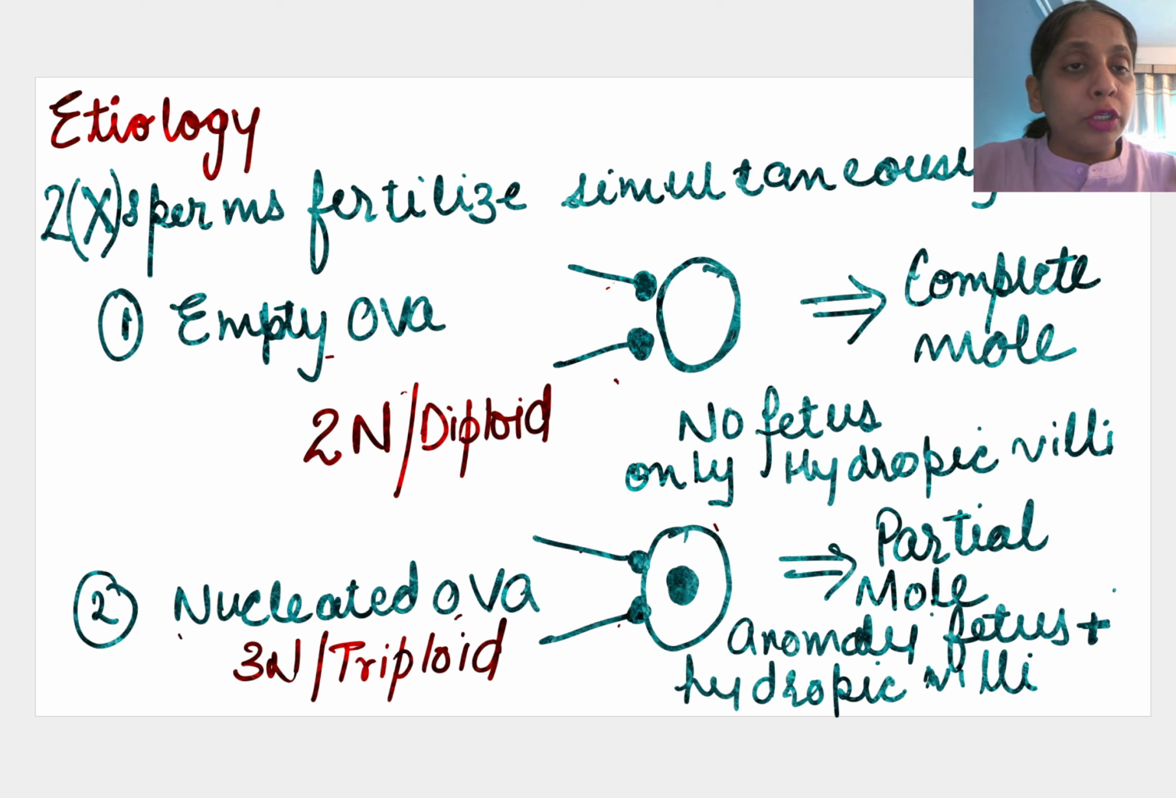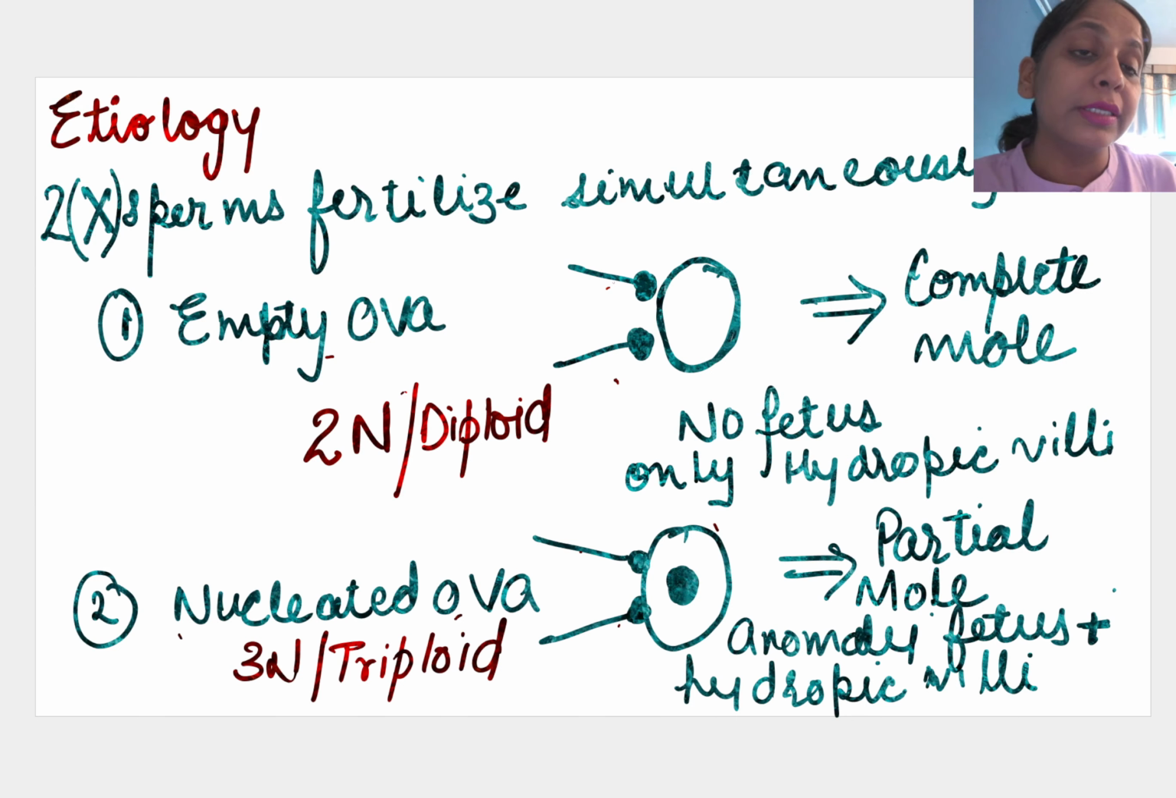First of all, what is the basic etiology behind molar pregnancy? Why do some females form molar pregnancy while most females form normal pregnancy? Normally one sperm fertilizes the ovum, but what will happen if two sperms fertilize? The problem is that two sperms have fertilized the ovum. This abnormal fertilization results in molar pregnancy.